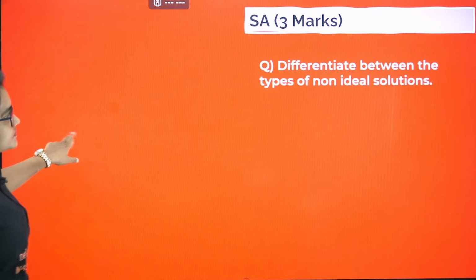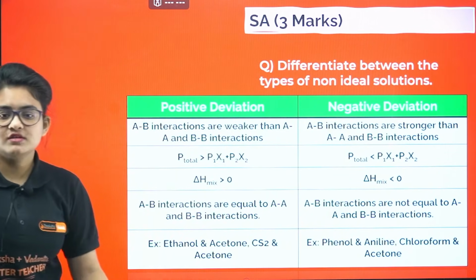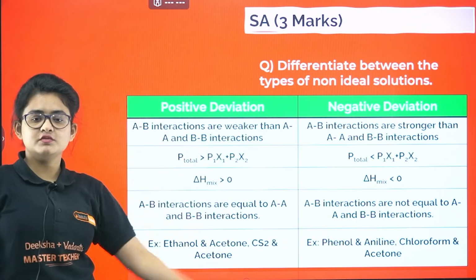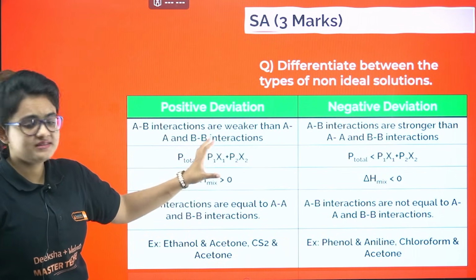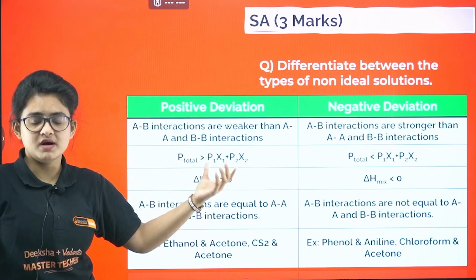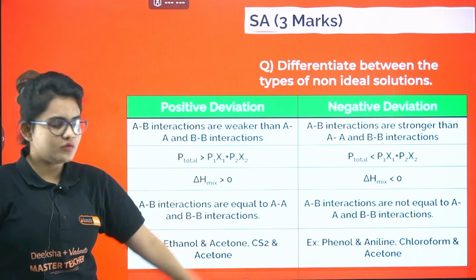Let's proceed. Okay, differentiate between the types of non-ideal solution. One is positive deviation, another one is negative deviation. So, along with the example, you can take any 3 or any 2 in accordance with the marks, because it is a 3-marker question. You can take 3, okay, and you can go ahead.